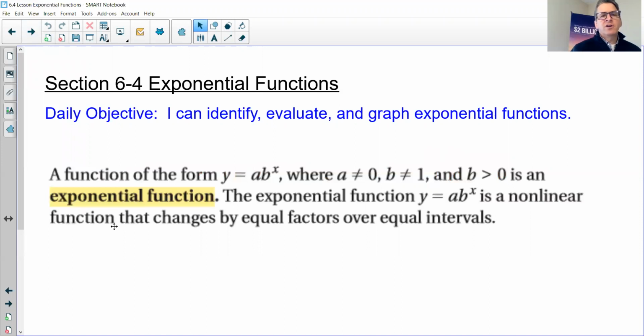So a function of the form y is equal to a times b to the x, where a cannot be equal to 0, b cannot be equal to 1, and b is greater than 0, is an exponential function. The exponential function y is equal to a b to the x is a nonlinear function that changes by equal factors over equal intervals.